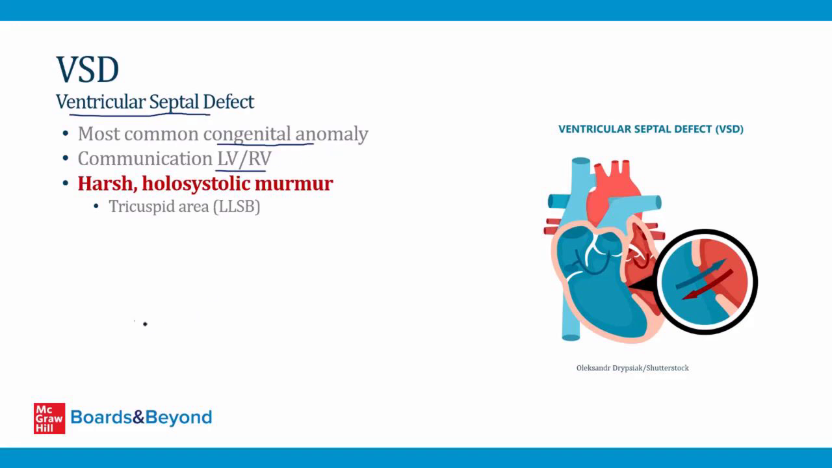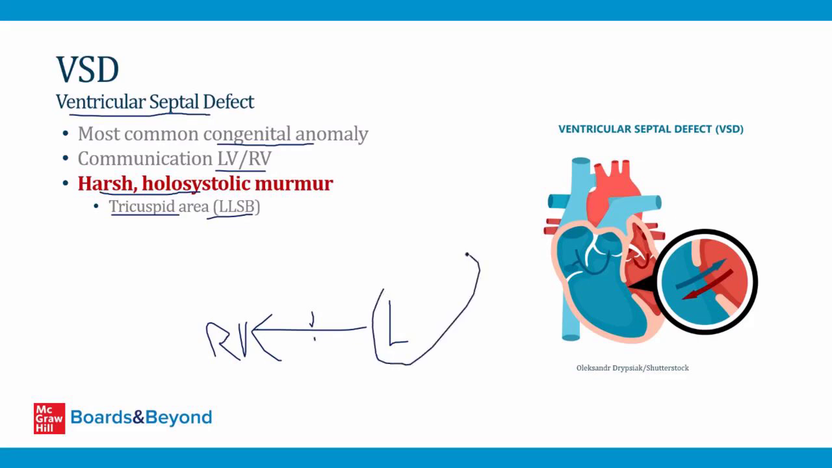And classically, the murmur they cause is a harsh holosystolic murmur heard best at the tricuspid area, which is at the left lower sternal border. Basically, when you have blood moving from the left ventricle over to the right ventricle through a small hole, that creates a murmur that you're going to hear during systole, because systole is when the left ventricle is contracting and pushing blood through that hole, making a systolic murmur. Classically, it's very harsh or very loud.